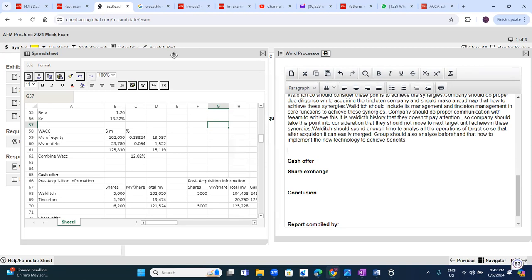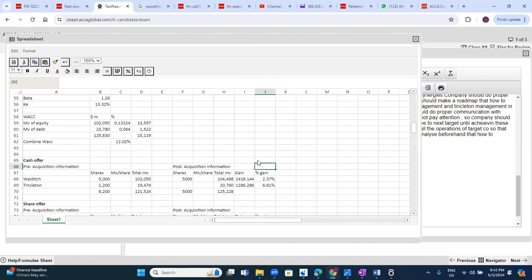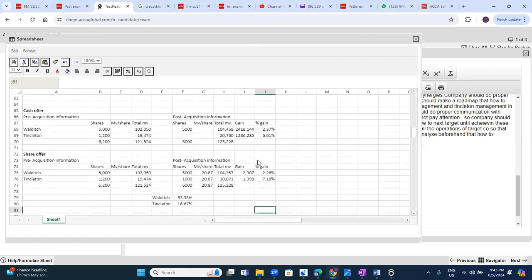Okay, what about the cash offer? Cash and share offer, it's easy to discuss. Let me tell you the relevant points. Guys, in cash offer, let me explain from the perspective of T company. In cash offer, T company gain is 6.61%. And in share offer, T company gain is 7.18%. If T company opts for share exchange, the gain is slightly higher compared to the uncertainty which they will take.